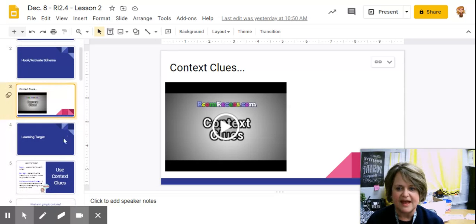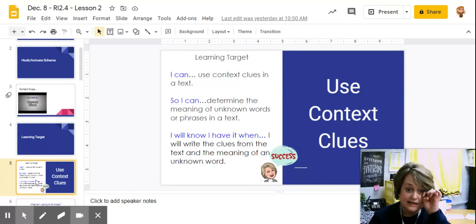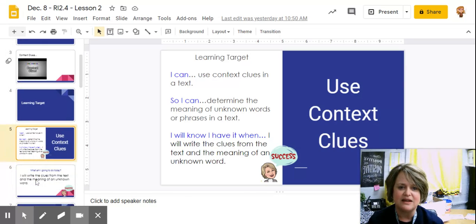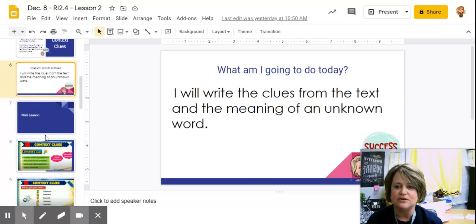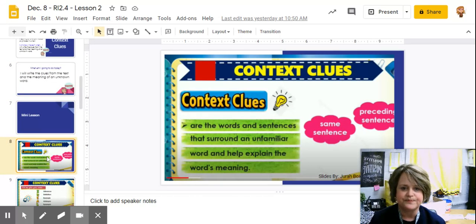For our learning target today, it says I can use context clues in a text so I can determine the meaning of unknown words or phrases in a text. I will know I have it when I write the clues from the text and the meaning of an unknown word. So that is your success for today, making sure that you can write clues from the text.